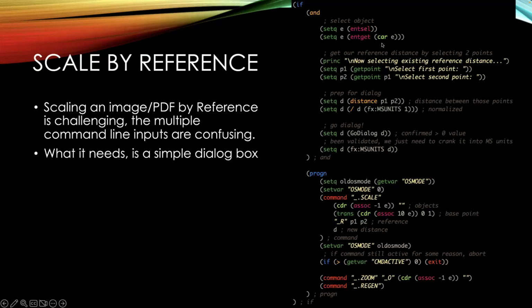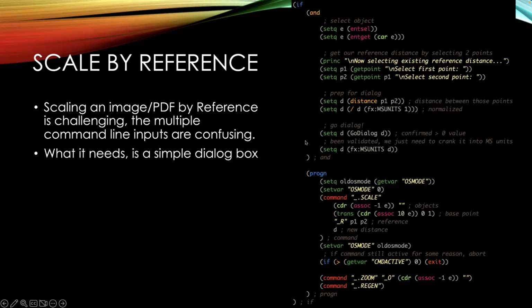So I'll run you through this one a little quick, just because we're getting to the end, but this is the last thing to show. But so to scale something by reference, I need the object to scale. So I prompt select an object. I grab all that object's information. I need now selecting existing reference. So I get my first reference point, my second reference point. I do some math on what was selected.